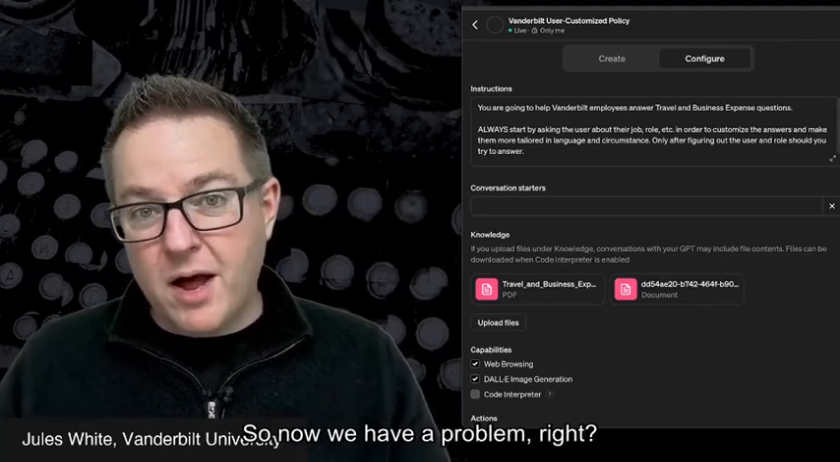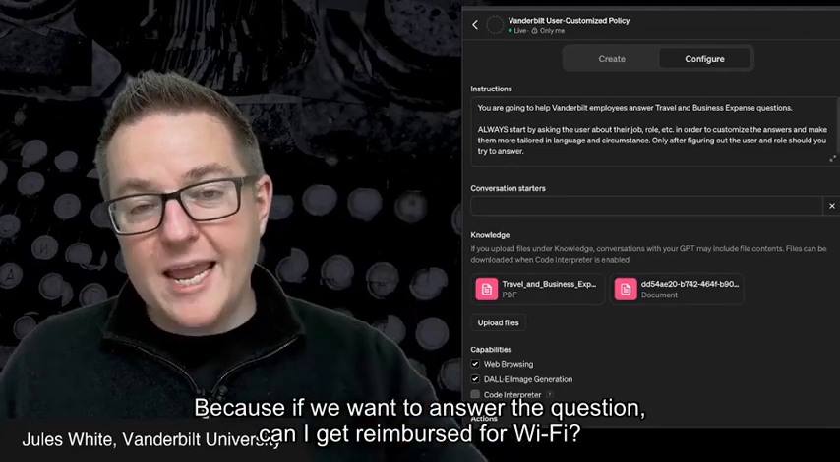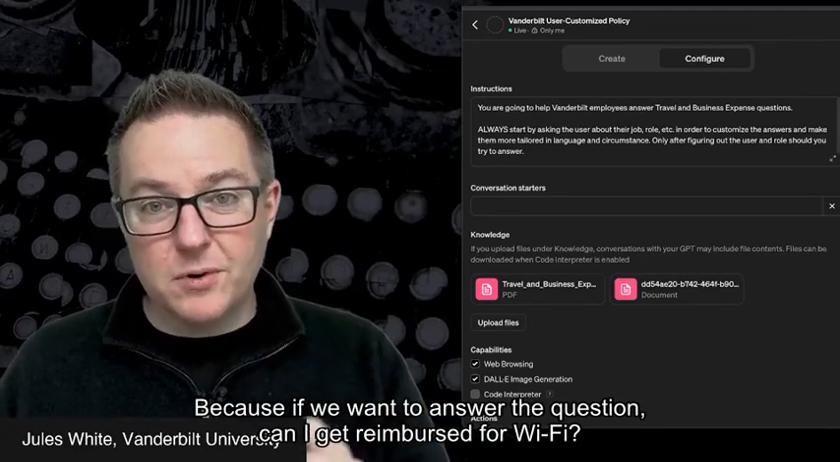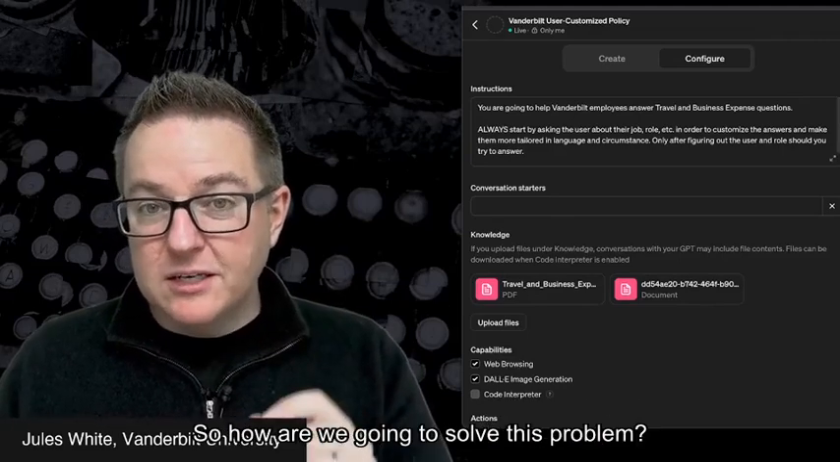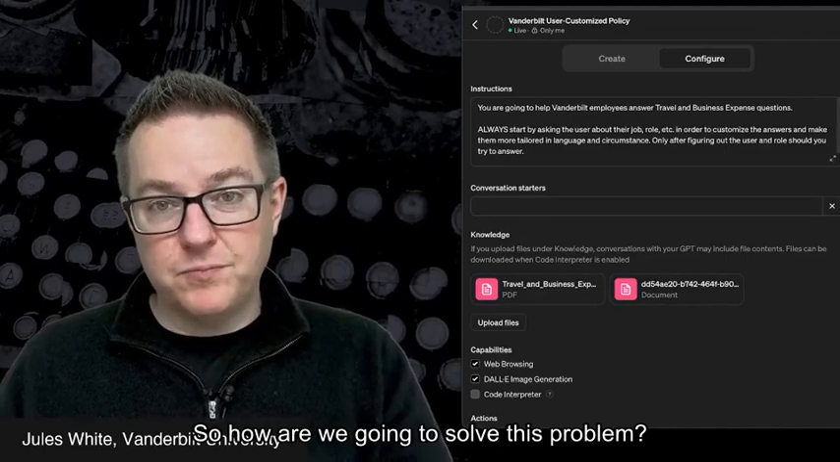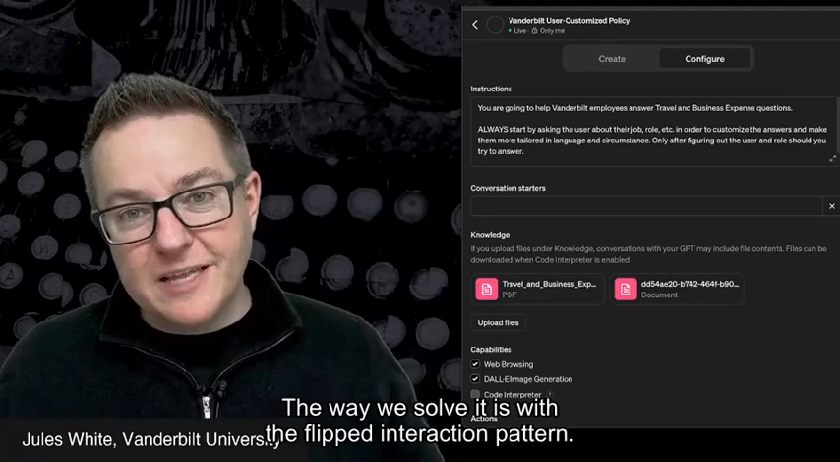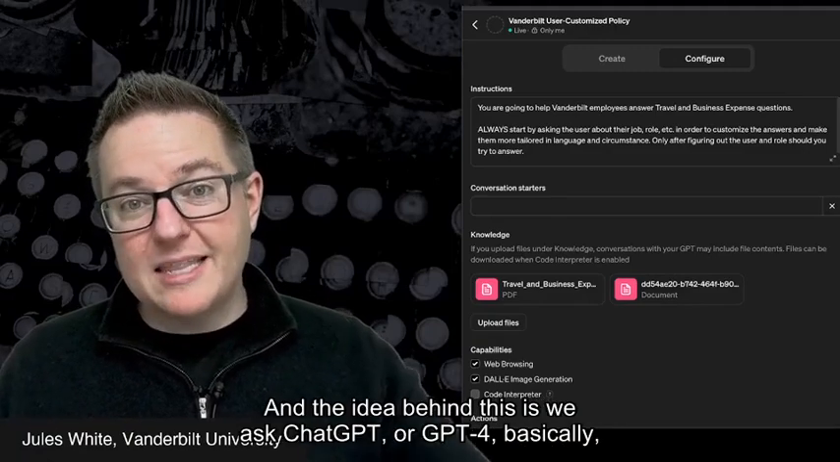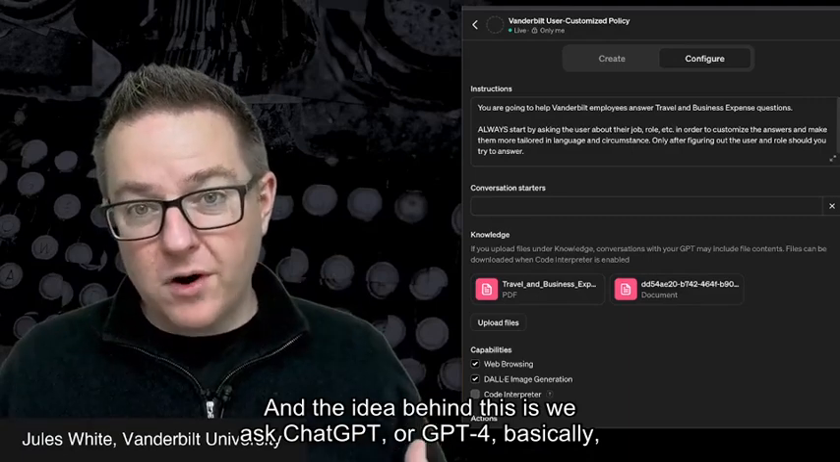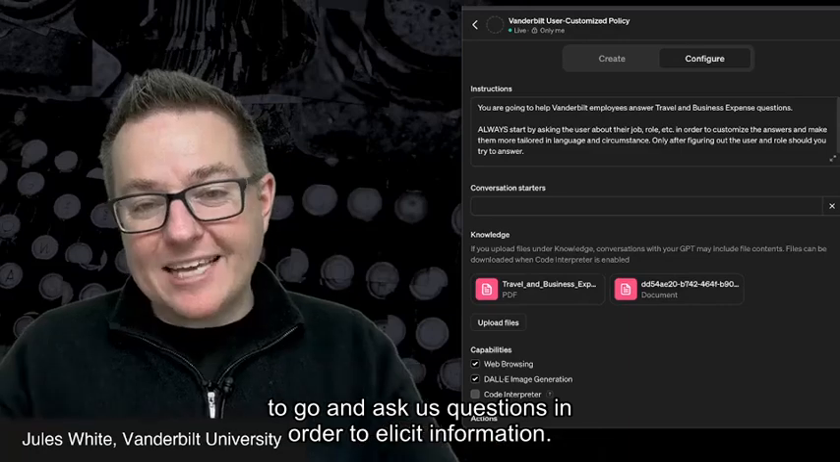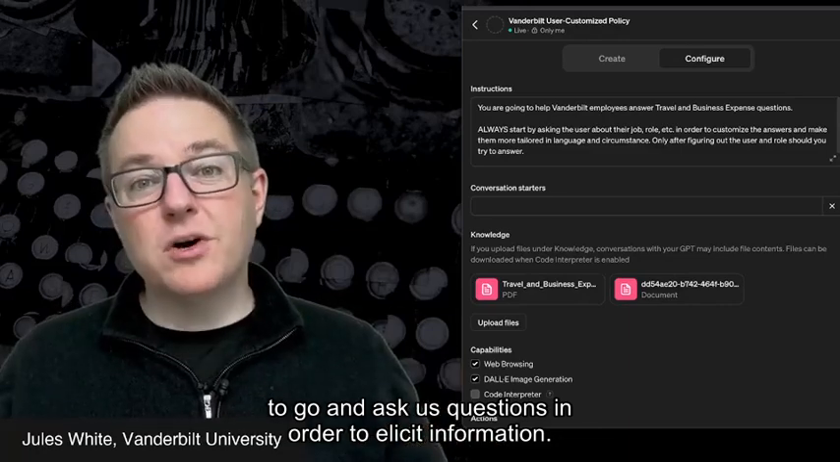So now we have a problem, right? Because if we want to answer the question, can I get reimbursed for Wi-Fi, we have to know who the user is. So how are we going to solve this problem? The way we solve it is with the flipped interaction pattern. And the idea behind this is we ask ChatGPT or GPT-4 basically to go and ask us questions in order to elicit information.